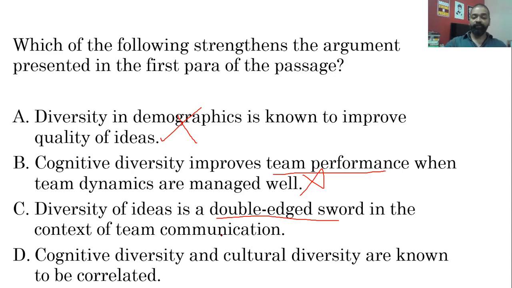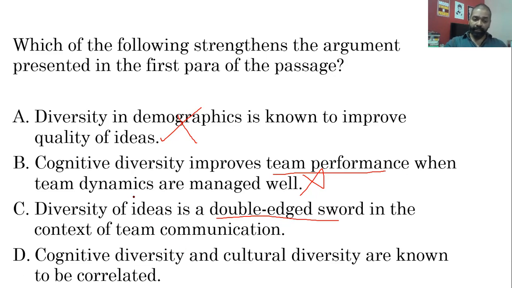Double-edged sword in the context of team communication. Double-edged sword is an idiomatic expression, which means there's good, there's bad. Okay, or it can benefit you, it can hurt you. Both sides, right? Double-edged sword. So one side works for you against your enemies, one side could cut you itself. So diversity of ideas is a double-edged sword in the context of team communication. So it kind of supports the whole idea that we do not know. It can work both ways.